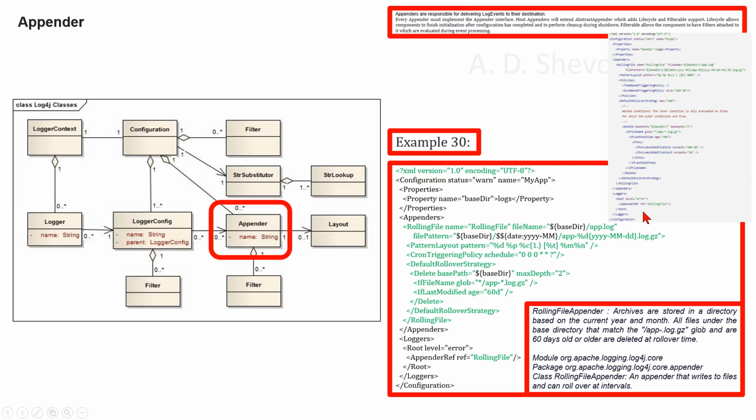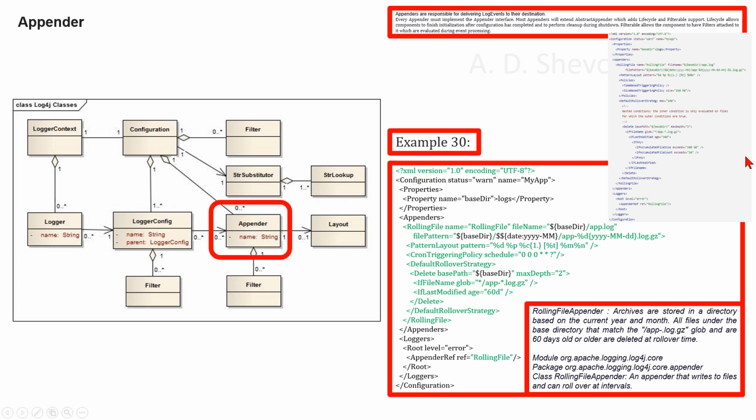With triggering policies, the composite triggering policy combines multiple triggering policies and returns true if any of the configured policies return true.